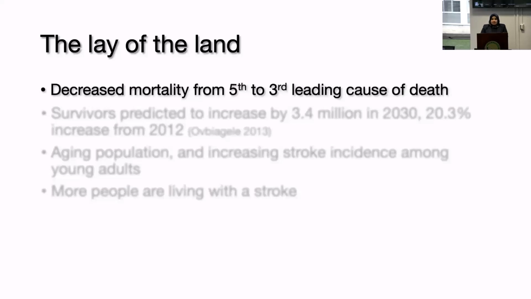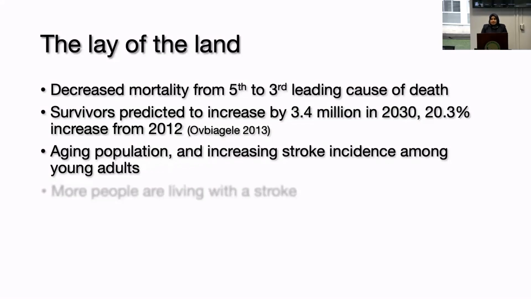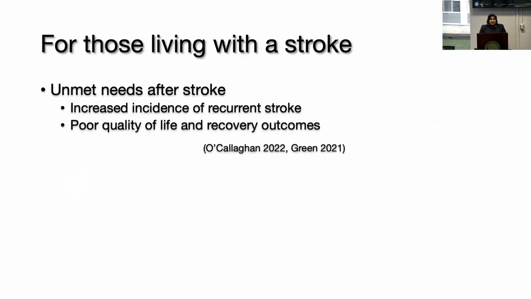So the lay of the land, just getting a sense of, in terms of stroke. Stroke used to be this one thing where you would die or live. It's no longer the case. So there is a decreased mortality, from the third to the fifth leading cause of death. Survivors are predicted to increase by 3.4 million in 2030, which means it's a 20% increase from 2012. We have an aging population, increasing stroke incidence amongst young adults. So more and more people are living with stroke. They are not dying. So what do we do with these people who are alive and along the spectrum of disability? So for those living with the stroke, there's unmet needs.